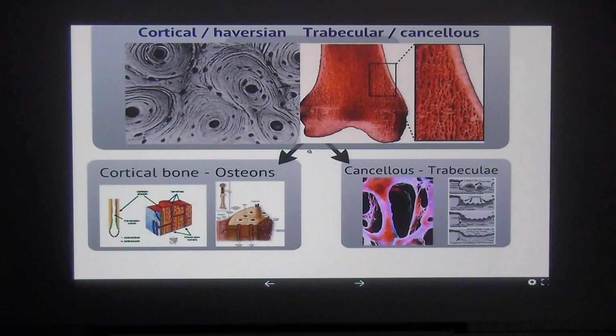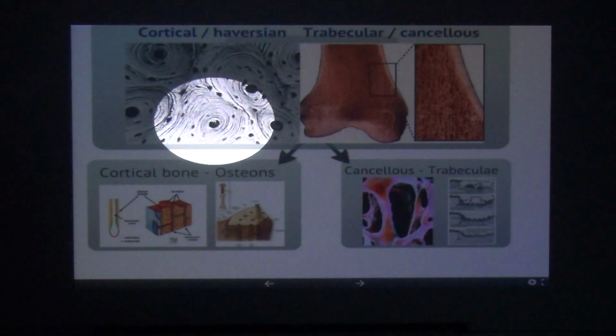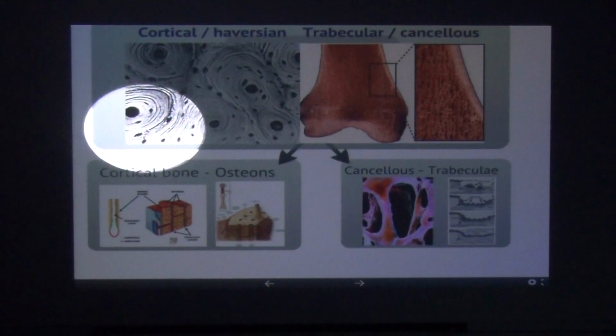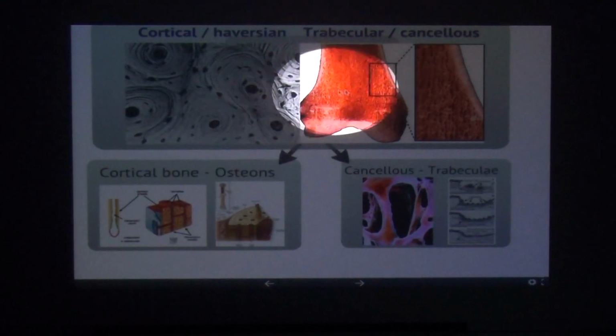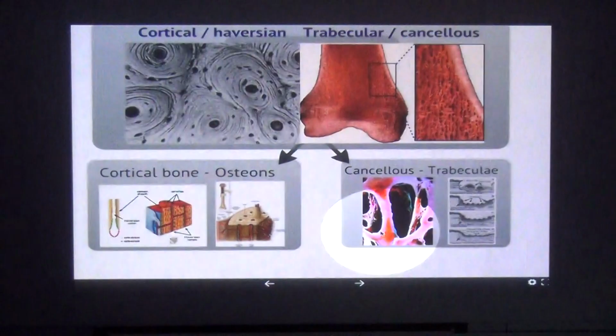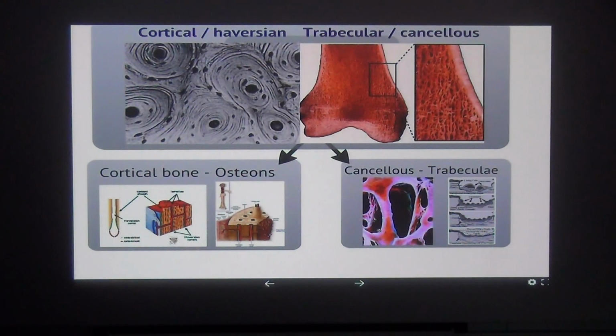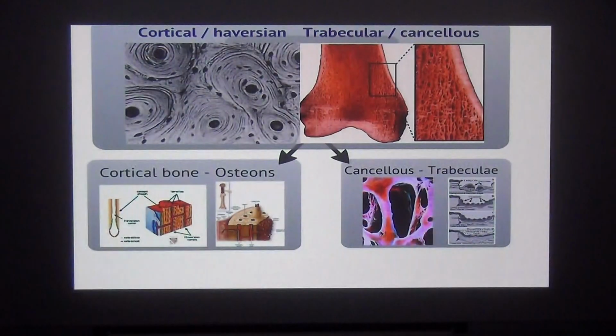So on the cortical side, you have conversion canals. There they are. On the trabecular side, you have trabeculae. What's the fundamental unit that's different between that and that? The cutting cone. Cutting cone and house-shaped lacunae.